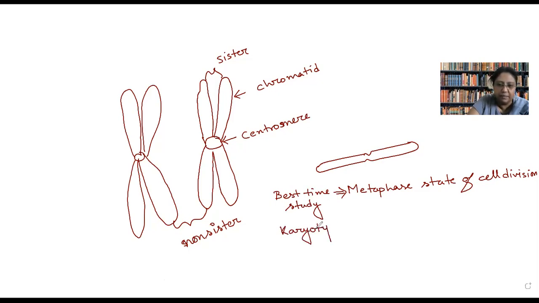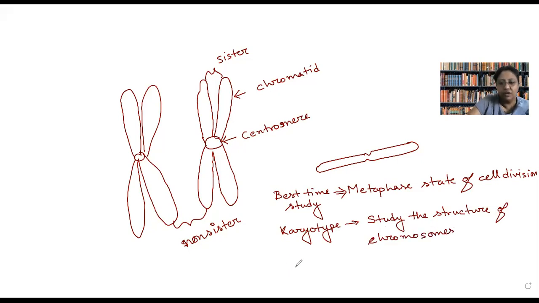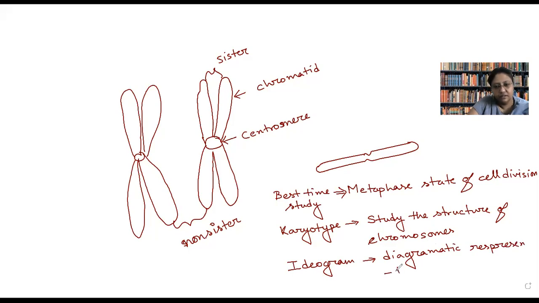And there is a procedure to study chromosomes that is called karyotype. Yesterday it was mentioned in the video, but I am mentioning it in case anyone missed it. Karyotype means study of the structure of chromosomes. There is another terminology we need to talk about, that is called idiogram. What do we mean by idiogram? It is the diagrammatic representation of chromosomes.